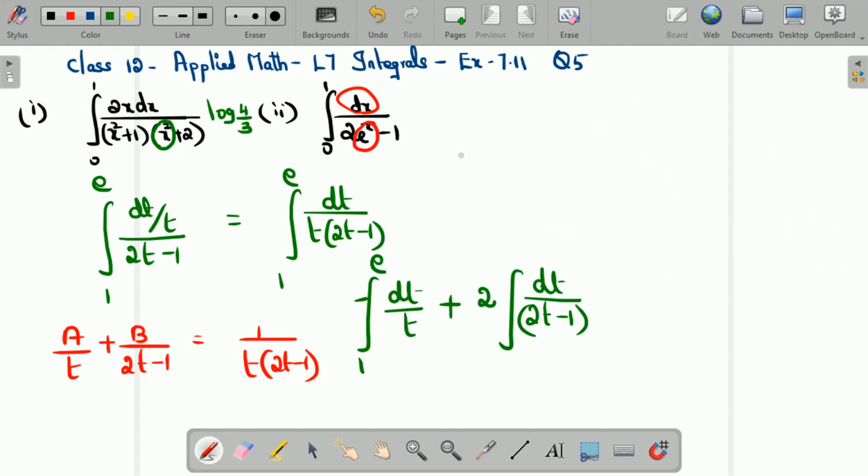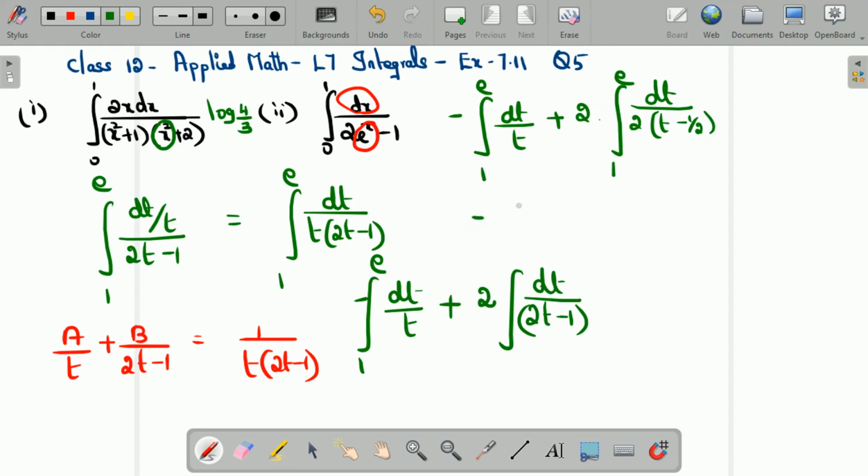So minus of integral 1 to e dt divided by t, we can keep it as such, plus 2 into integral 1 to e. I'm going to take the 2 outside here. So dt divided by 2 into t minus half. So here also I can take the 2. So in the next step I'll cancel out the 2. So this is minus of integral 1 to e dt divided by t, then plus this 2 and this 2 will get cancelled. So integral 1 to e dt divided by t minus half.